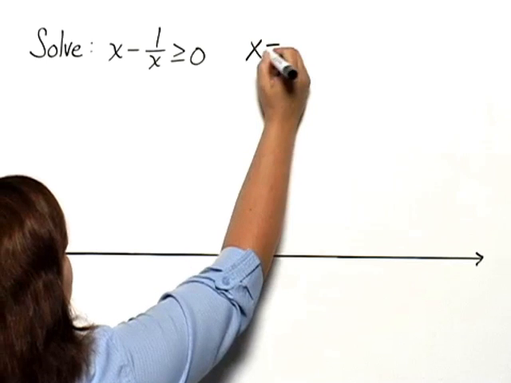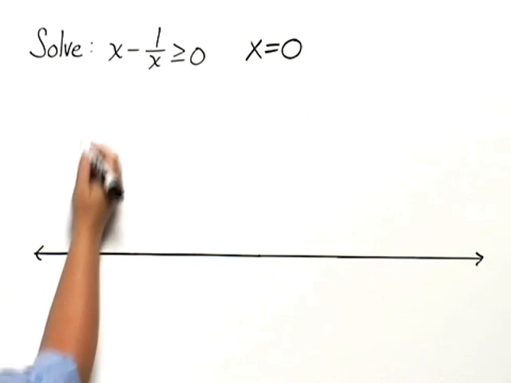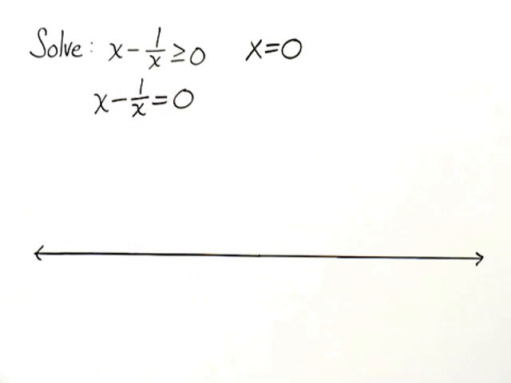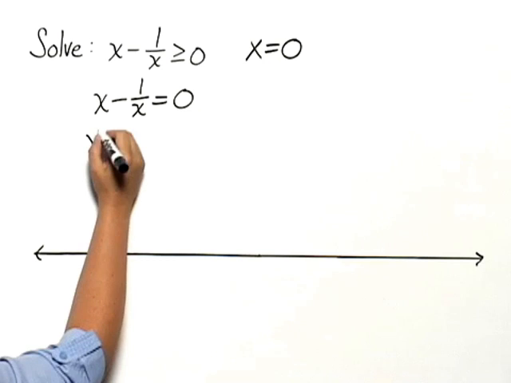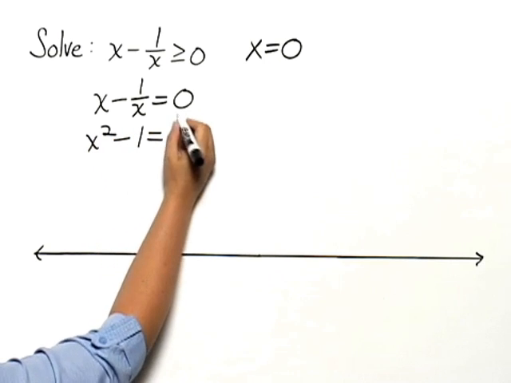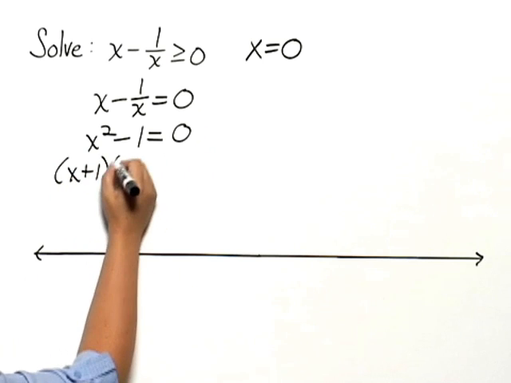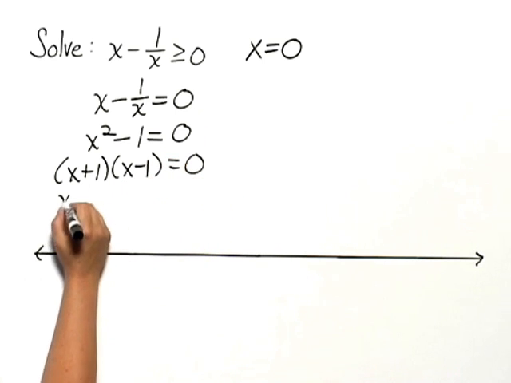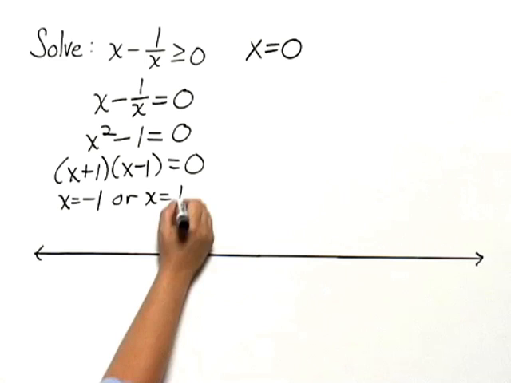So x equals 0 will be one point that we will want to use to divide this number line into intervals. The second type we look at is where the related equation is true. In other words, what values of x will make this true? Well, if we solve, we multiply everything by x, we get x squared minus 1 equals x times 0, which is 0. Factoring, we have x plus 1 times x minus 1 equals 0. If x plus 1 is 0, x equals negative 1. And if x minus 1 is 0, x equals 1.